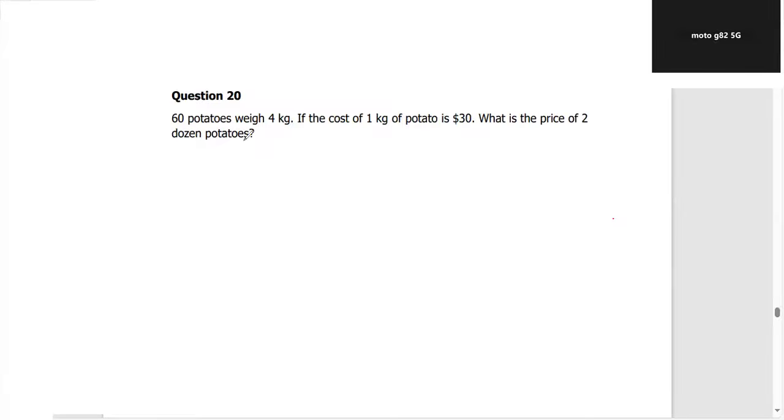Question number 20, 60 potatoes weigh 4 kgs and the cost of 1 kg of potato is this. What is the price of 2 dozen potatoes? 2 dozen means 1 dozen means 12 in number. So 2 dozen means 24. Now what we need to find is this.